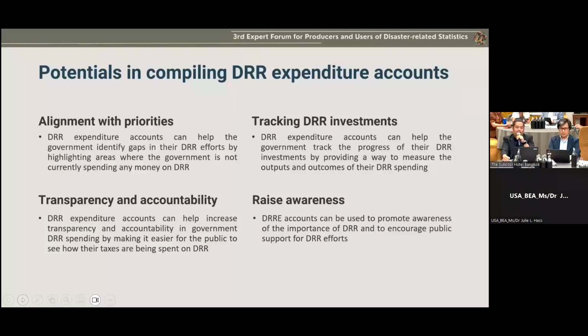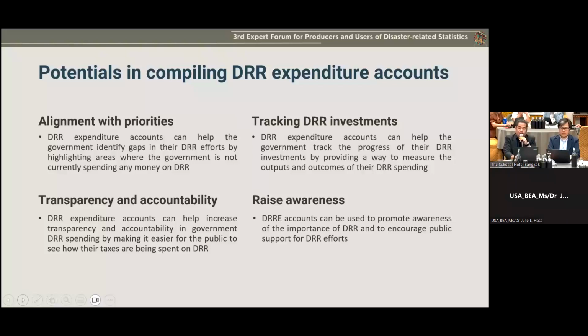Last but not the least, under potentials, we have raising awareness. DRR expenditure accounts can be used to promote awareness of the importance of DRR and to encourage public support for DRR efforts. By making DRR spending more visible, DRR expenditure accounts can help to build public understanding of the need for DRR and to encourage people to take steps to reduce their own disaster risk.